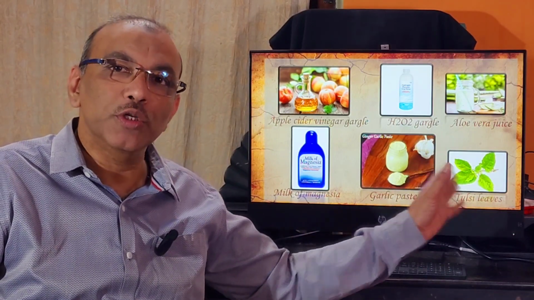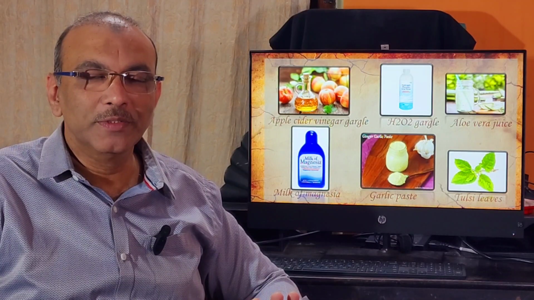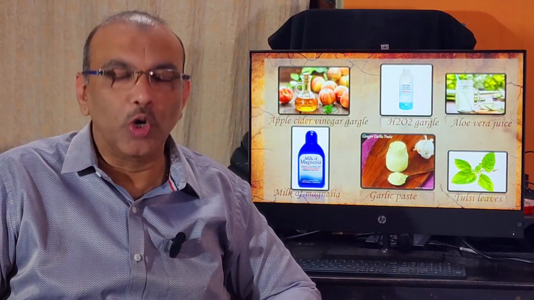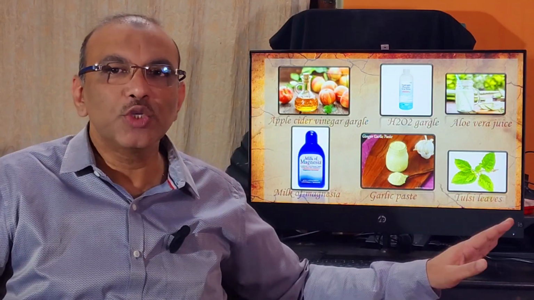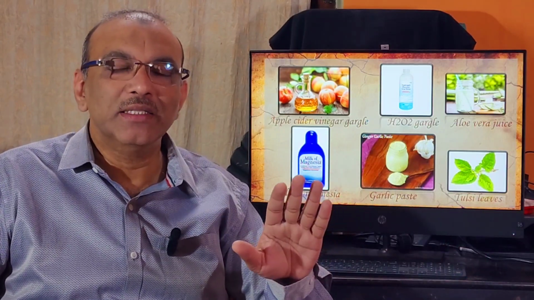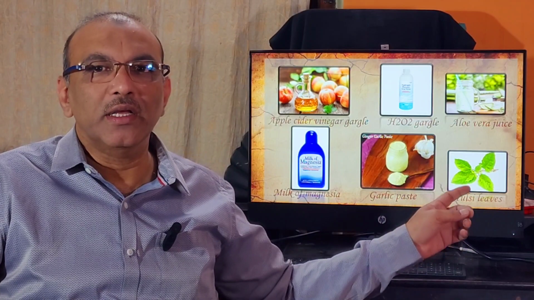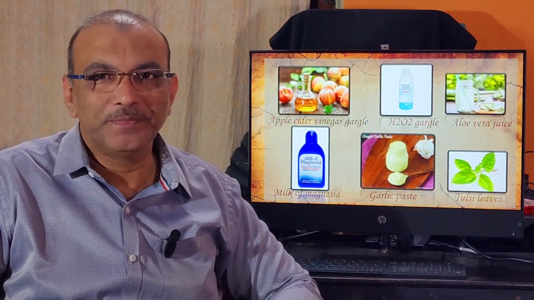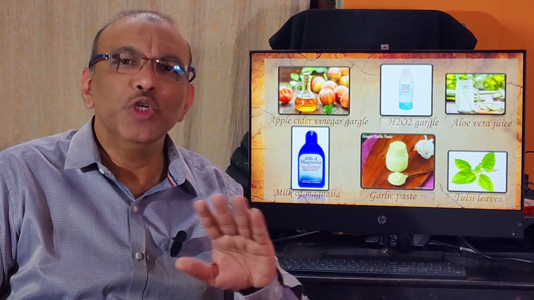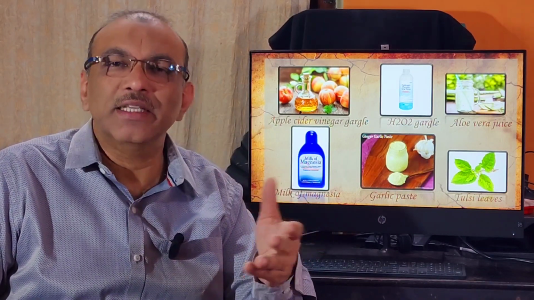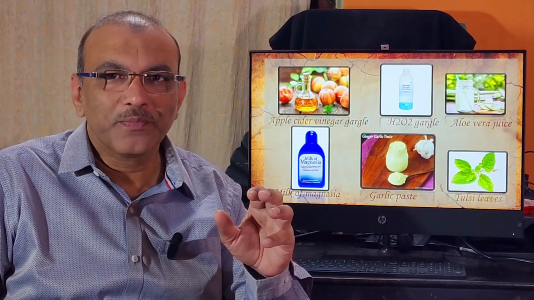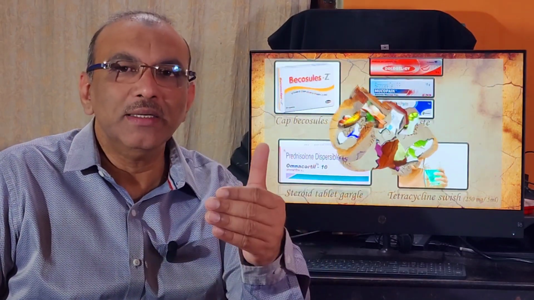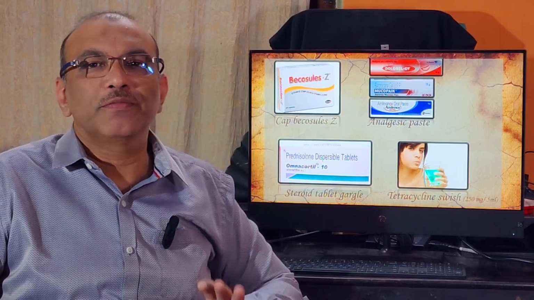Likewise, aloe vera juice is also very good. Garlic, 1 garlic you can chew and swallow it. And the last one, at least weekly 3 times you can chew tulsi leaves. These are very good. So these are the home remedies. You choose any one of them and see which is good for you. This is going to make you a little comfortable for a period of 1 month till the ulcer goes off.